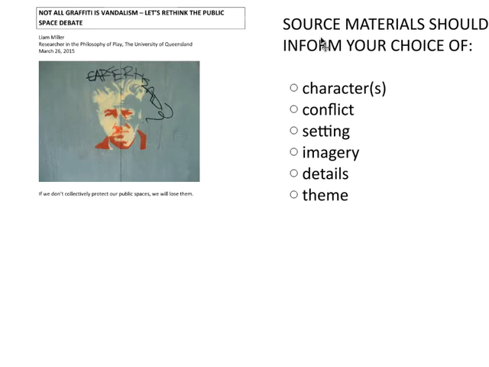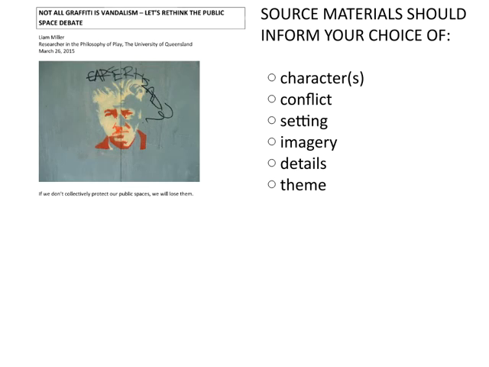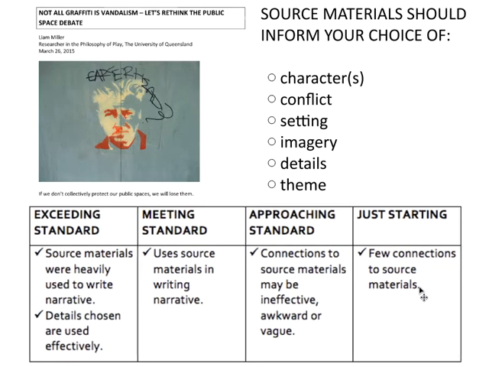So when we think about our source materials, what are we actually using them to inform? When we're being asked to write a narrative, our source materials should inform our choice of characters, conflict, setting, imagery, details, and theme. Those texts and images might not inform your choice of all of these seven things, but they should at least inform several. So let's look at the rubric for source materials.